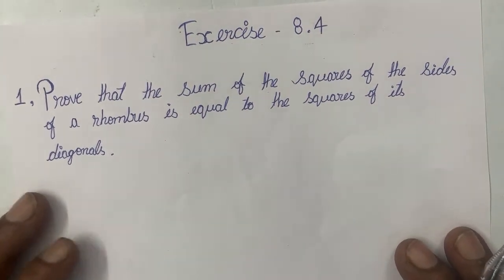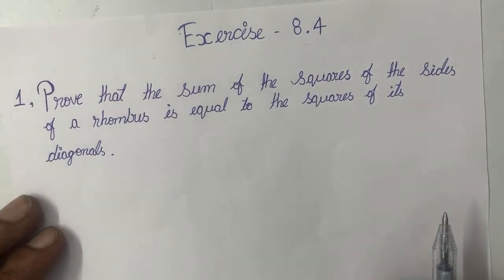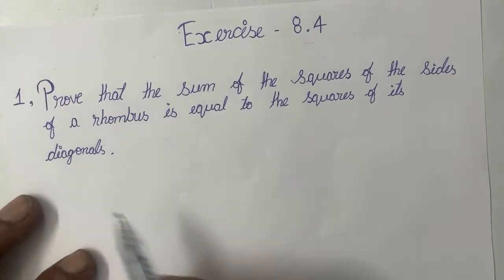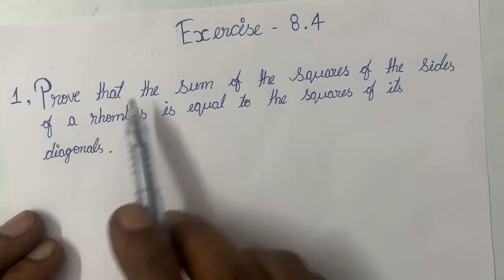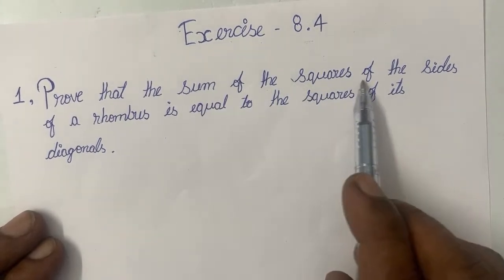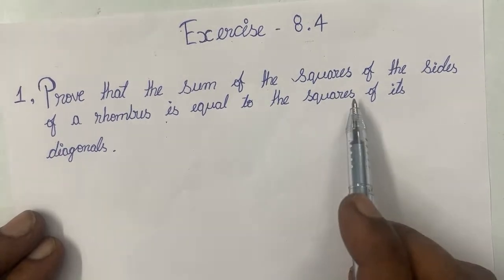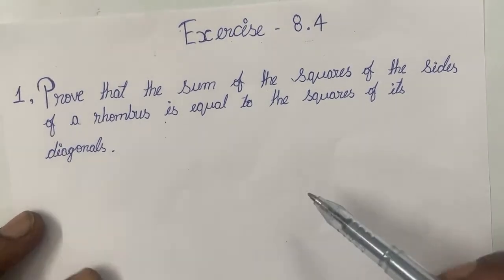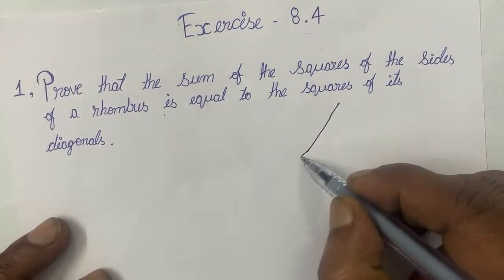Today I am explaining very important sums of similar triangles, exercise 8.4. I am explaining very important ones. You see here, the first sum of 8.4: prove that the sum of the squares of the sides of a rhombus is equal to the sum of the squares of its diagonals. First of all, you try to see the rhombus structure.